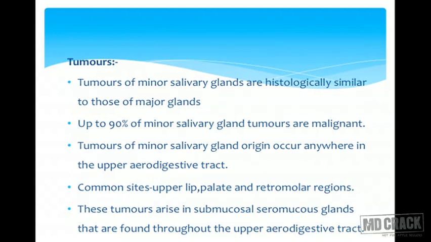Tumors of minor salivary glands are histologically similar to those of major salivary glands. Up to 90% of minor salivary gland tumors are malignant. So this sentence should be noted. Most of them, when they occur, are malignant. Tumors of minor salivary gland origin can occur anywhere in the upper aerodigestive tract. Common sites are the upper lip, palate and retromolar region. These tumors arise in submucosal seromucous glands that are found throughout the upper aerodigestive tract.